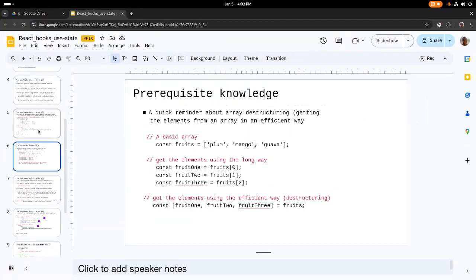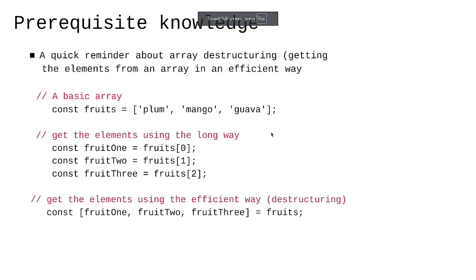Before we actually jump into the solution, I want to quickly recap some basic knowledge. I'll be talking about array destructuring, which is a simple way, if you recall, whereby we can get the elements from an array. If I have an array with these three elements, I could get them one by one, fruits 0, 1, 2, and assign each one to a variable. We've done this before.